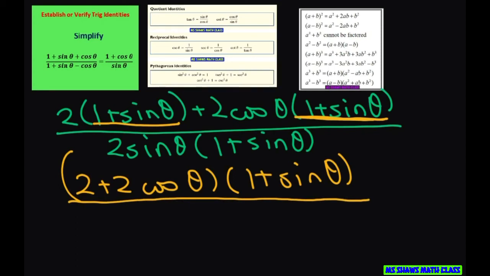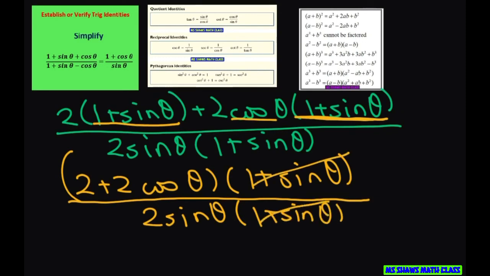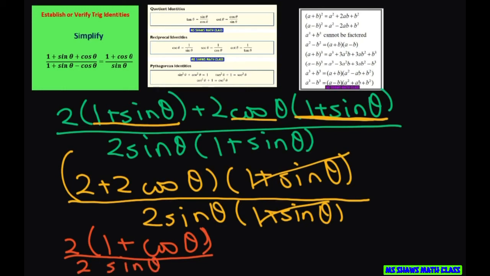Why did I put cosine? Oh, okay. Because I had a cosine here. All right. And then in the denominator, we still have 2 sine of theta, 1 plus sine of theta. The reason I did that, now this cancels. Now all I have to do is factor out a 2 from here. Let me see if I can squeeze in. If I factor out a 2, I'm going to get 1 plus cosine of theta divided by 2 sine of theta. So I think I can squeeze it in. The 2's cancel. So therefore you're left with this, which is our desired result.